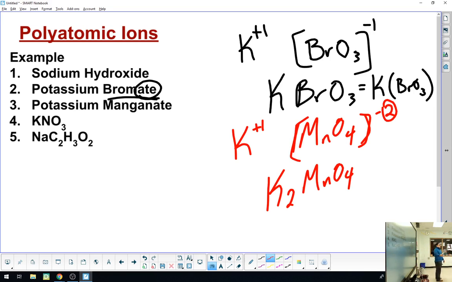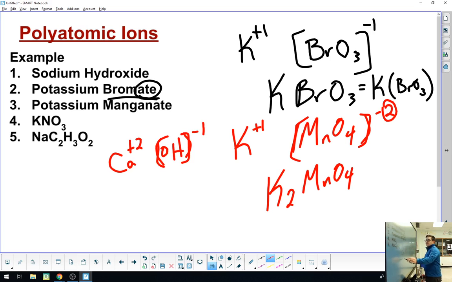Would you need the brackets if, say, potassium was something like calcium? Yeah, so if we did, not calcium, let's do real quick, calcium and hydroxide. -1, this is +2. So when you crisscross them, that 2 goes on the outside. If you don't need the brackets, you can just drop them. If you do need the brackets, keep it in, 2 there. Cool? Any questions? All right.